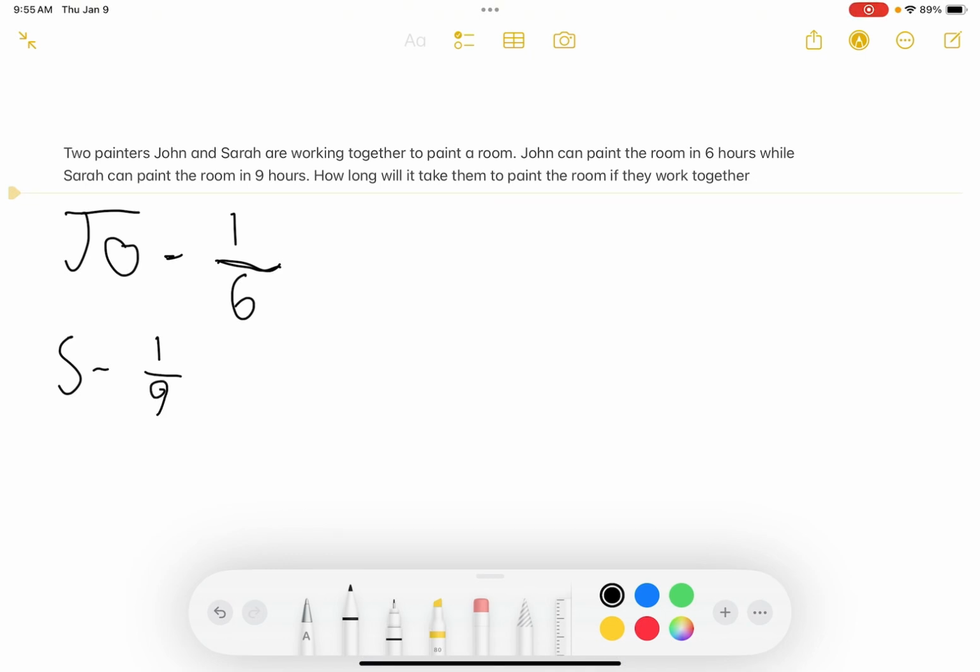How long will it take them to paint the room if they work together? So we want to add J and S. So 1/6 plus 1/9. You got to get common denominators when you're adding fractions. So what's the common denominator? It is 18. So we're going to do 9 times 2, and make the common denominator 18. What you do to the bottom, you got to do to the top.